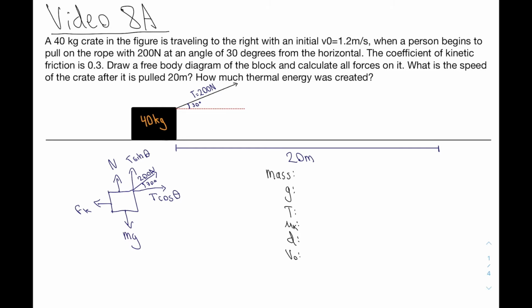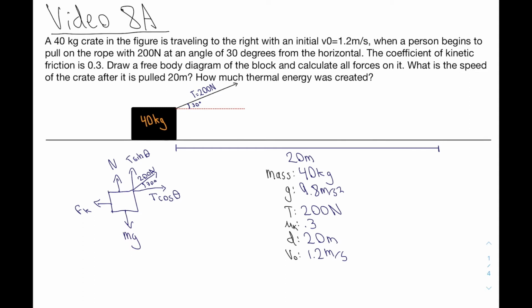Now let's look at what we're given. We know the mass of the box is 40 kilograms. Gravity is 9.8 meters per second squared. The tension force is 200, pulling on the box. Coefficient of friction is 0.3. Displacement is going to be 20 meters, and the initial velocity is 1.2 meters per second.